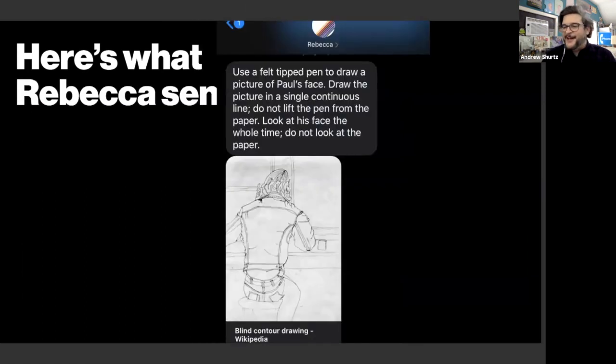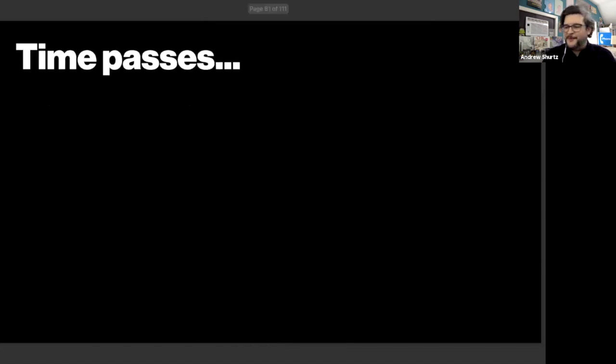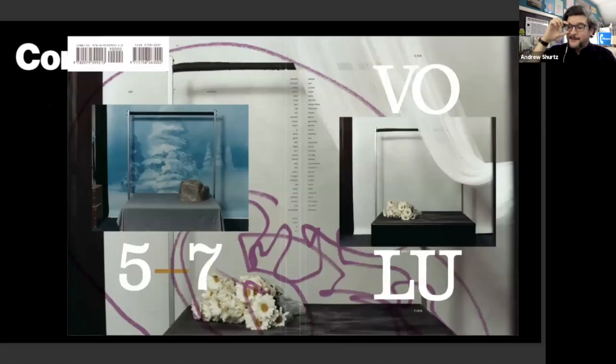Rebecca sent back this one, which was particularly terrifying. Use a felt tip pen to draw a picture of Paul's face, draw the picture in a single continuous line, do a blind contour drawing. Fair enough, but I can't really draw very well. So after dozens of attempts, I finally wound up with something that felt at least interesting, or at least interestingly bad. So anyway, time passes, I worked on it, and this is the final flat cover.